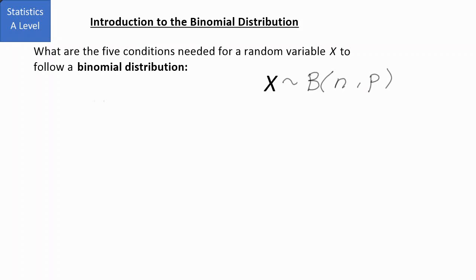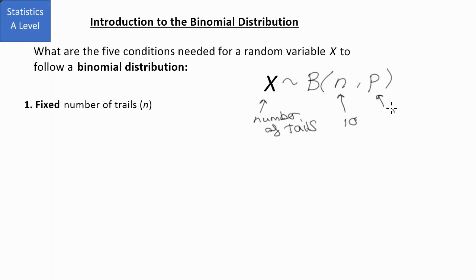The first one is that there must be a fixed number of trials. That just means that this number of trials here must stay the same. So let's think of a scenario. Let's say that this is the number of tails we get when we flip a coin, and this is how many times we flip the coin. Let's say we flip it 10 times, and this is the probability. If it's a fair coin, it will be a half. So we flip the coin 10 times, and what the binomial distribution will do is predict how many tails we get. So there must be a fixed number of trials, so we've given that there as 10.